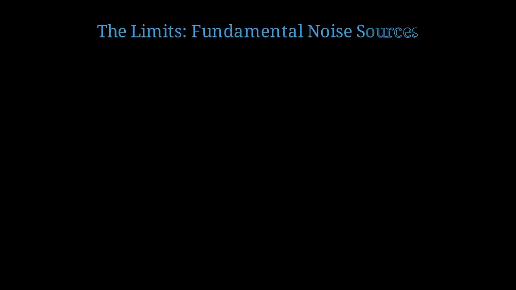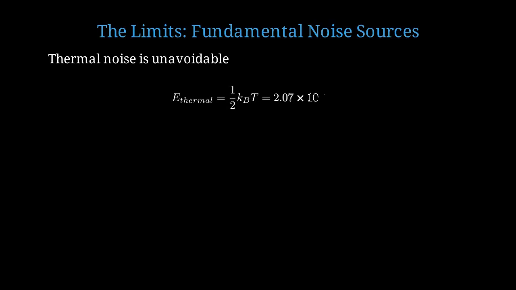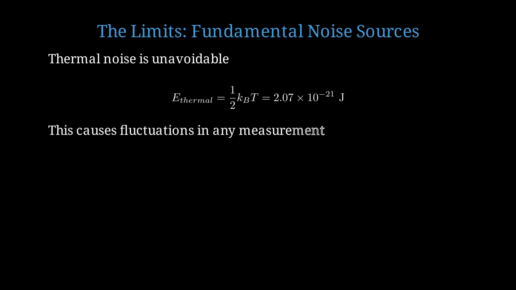Now let's be scientifically rigorous. What are the fundamental limits of nanobiosensors? What prevents us from detecting a single molecule every time? First, thermal noise is unavoidable. At room temperature, molecules are constantly in random motion. The thermal energy equals 1/2 kBT, which is 2.07 times 10 to the negative 21 joules at 300 Kelvin. This thermal energy causes fluctuations in any measurement. Molecules randomly bind and unbind from the sensor surface even in the absence of target.